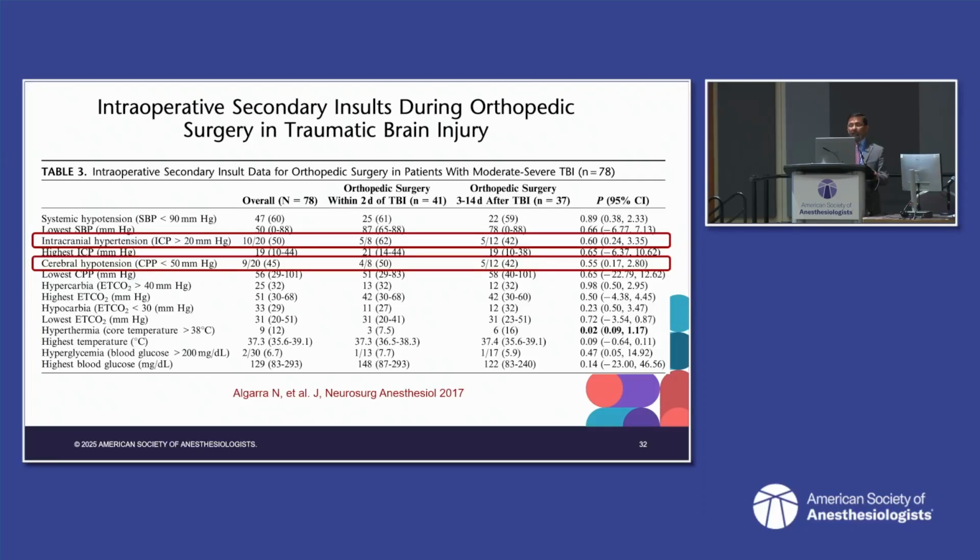But I just want to highlight the fact that at least 50% of the patients have an episode or more of intracranial hypertension or cerebral hypotension, meaning CPP less than 50, while getting an extracranial surgery and having an ICP monitor in place. So even in those patients where we have a monitor, there's a good risk of having these type of events. So if your patient has an ICP monitor in place, please continue to monitor it during the extracranial surgery so we can detect periods of intracranial hypertension and cerebral hypoperfusion in a timely manner.